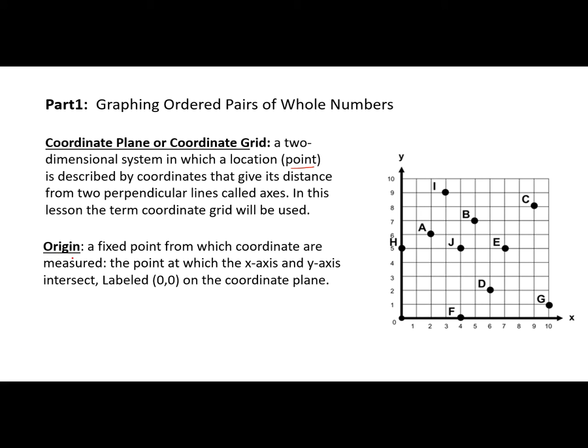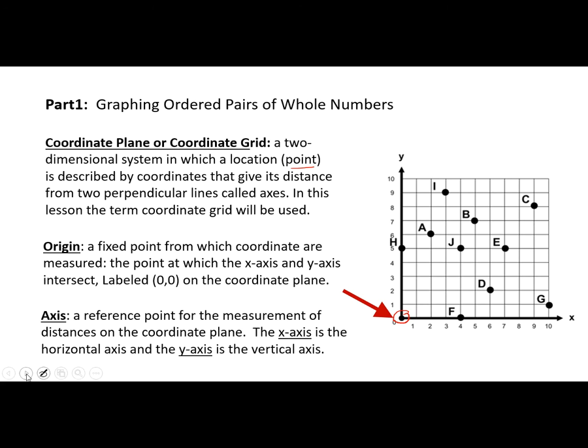I've heard it before. The origin is a fixed point from which the coordinates are measured, the point at which the x-axis and the y-axis intersect when they cross each other, labeled (0, 0) on the coordinate plane. This is our origin right here. This is (0, 0): 0 on the x-axis and 0 on the y-axis.